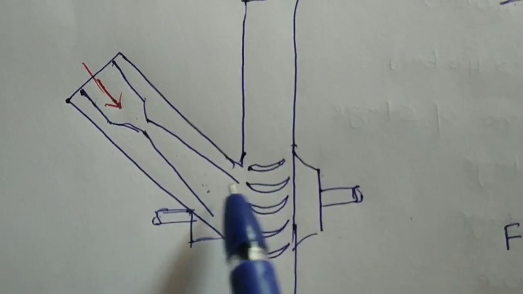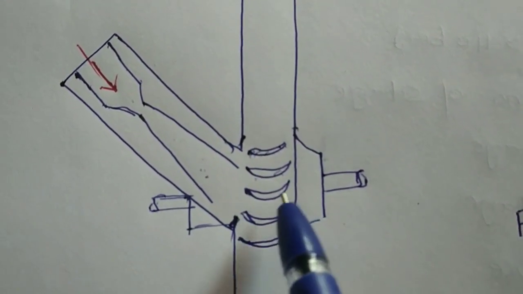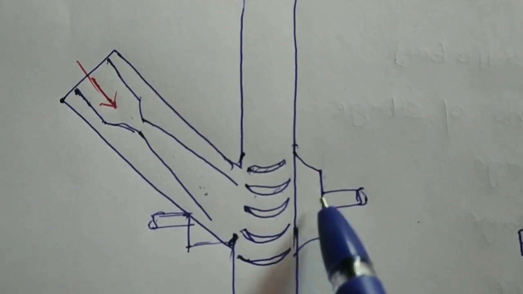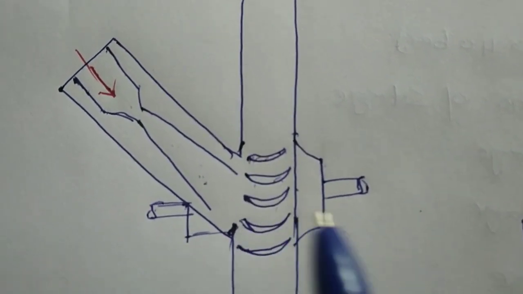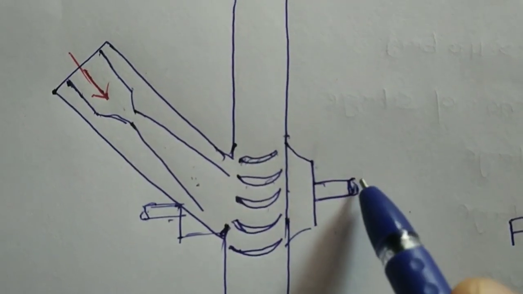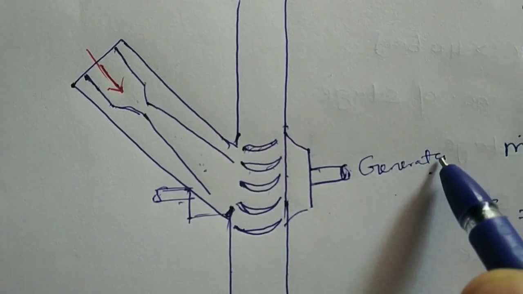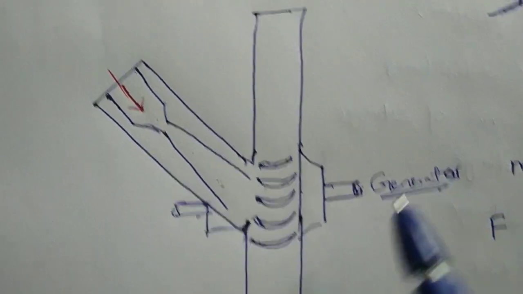Here the same principle applies. From the nozzle, the steam is coming. Here these are the blades. When it touches, the blades rotate. As the blades are attached to the rotor, the rotor also rotates. Here the shaft will be there and the shaft also rotates. Finally, this shaft is coupled to the generator. From the generator we are getting the electricity.